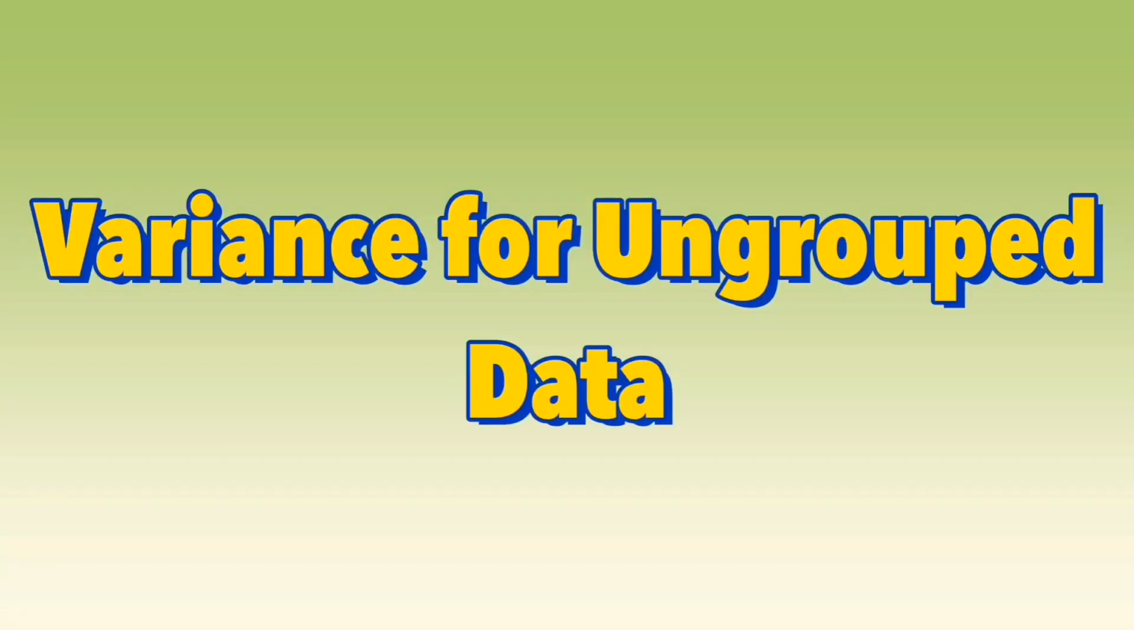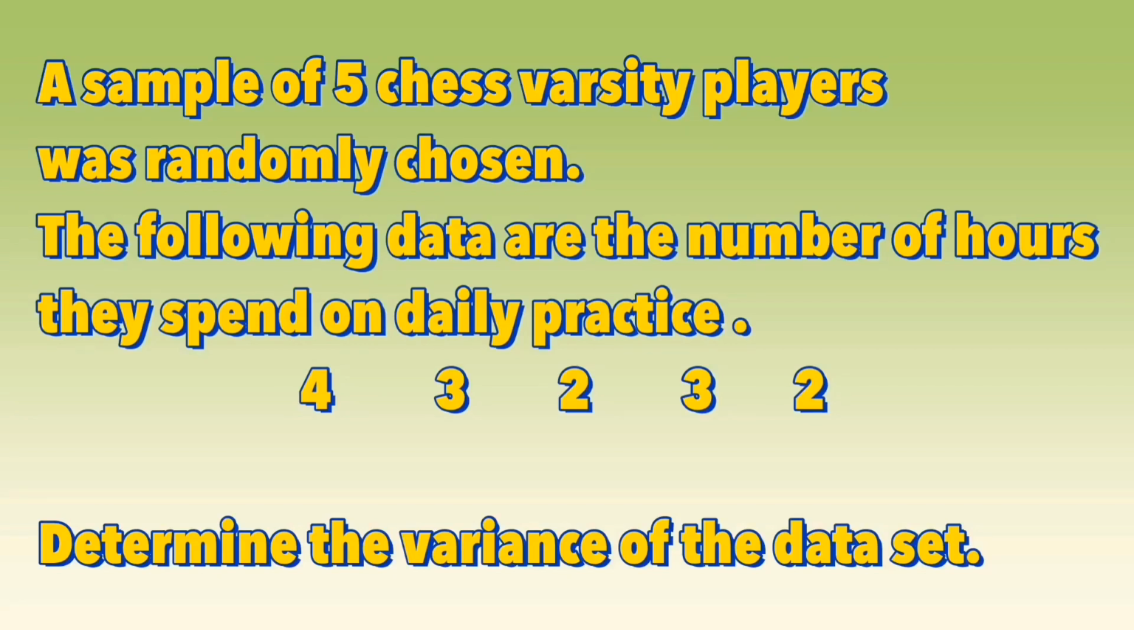Variance for ungrouped data. Variance means the average of squared deviations. Sample number 3: a sample of 5 chess varsity players was randomly chosen. The following data are the number of hours they spend on daily practice: 4 hours, 3 hours, 2 hours, 3 hours, 2 hours. Question: determine the variance of the data set.